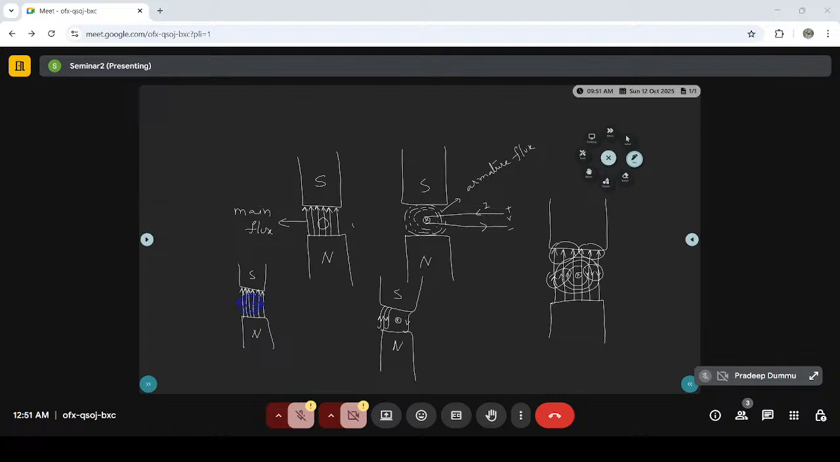Because of this strong flux, this flux will apply force on the conductor, so the conductor will rotate. The force has been applied because of the strong flux on the left side, so the conductor will slowly rotate. This is called the output.